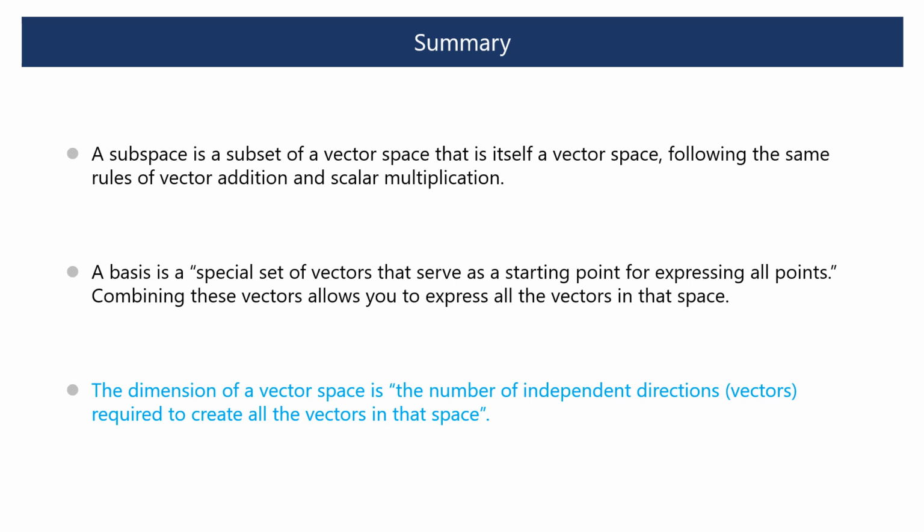The dimension of a vector space is the number of independent directions required to create all the vectors in that space. In machine learning, these concepts are useful for various purposes, such as understanding data structure, simplifying complex problems, dimensionality reduction, and feature selection.